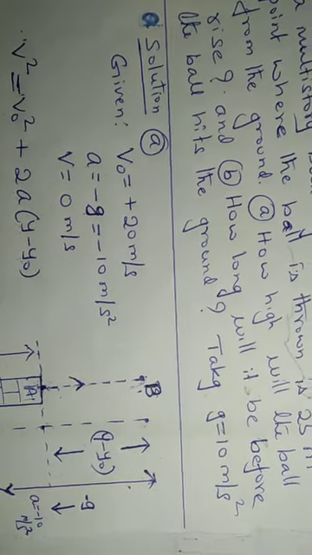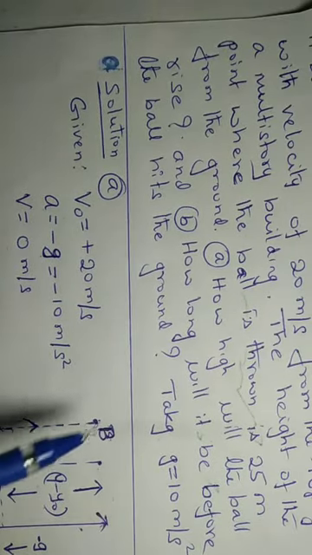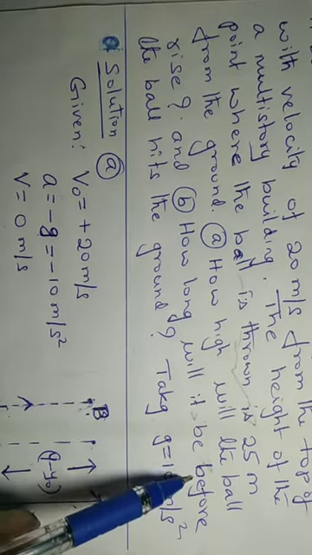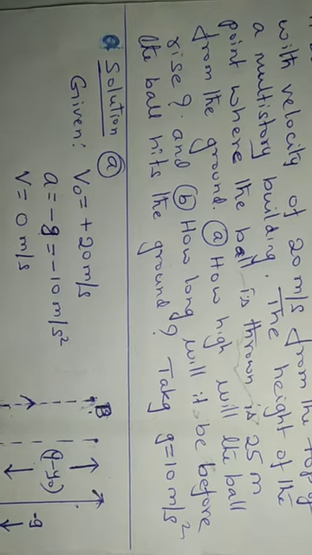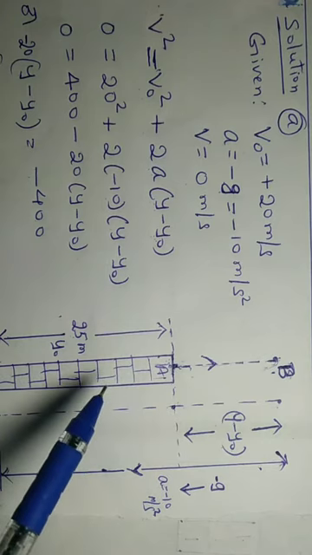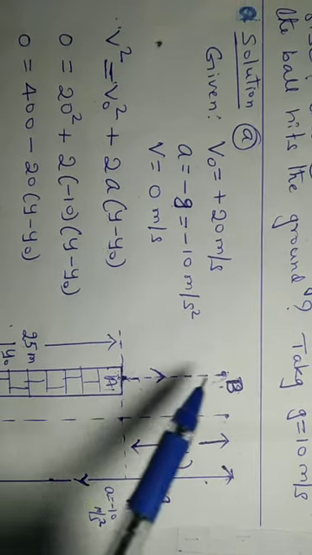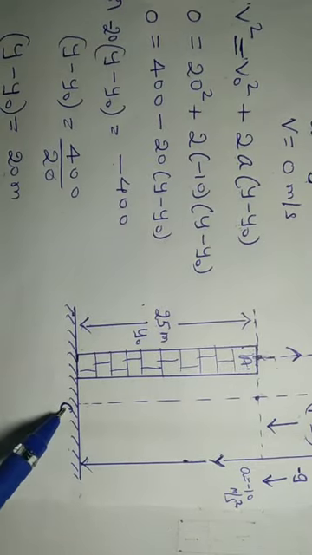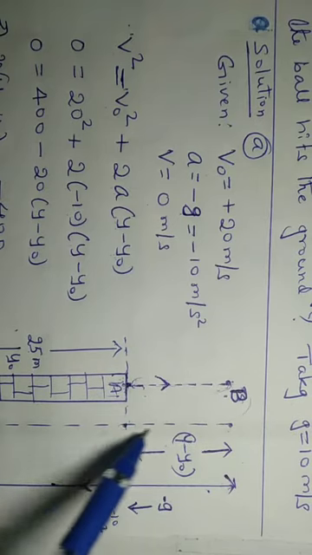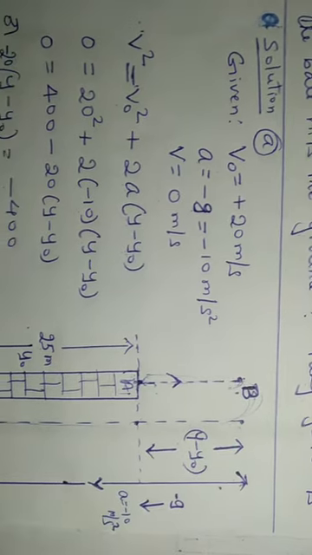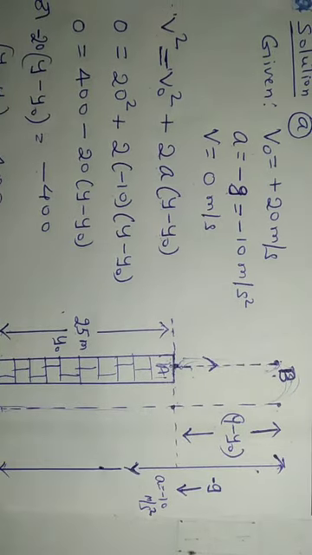Now let us solve question B. What is question B? How long will it be before the ball hits the ground? So we have to consider the total time of travel, from A to B, then back down to the ground level at C. How much time will it be in the air before it hits the ground? That we can solve.